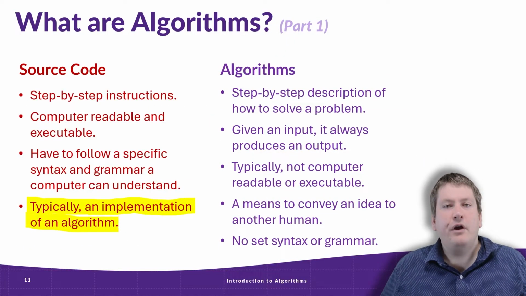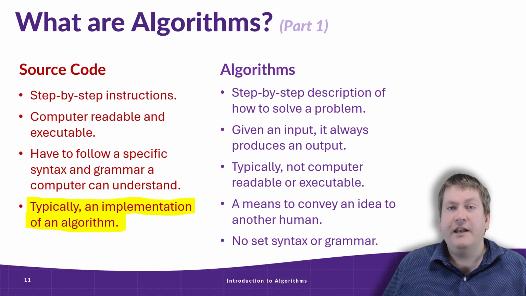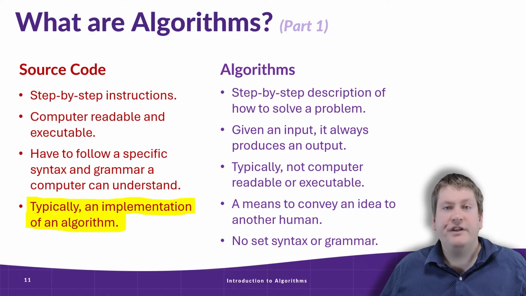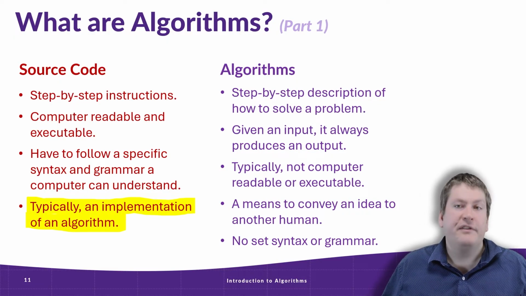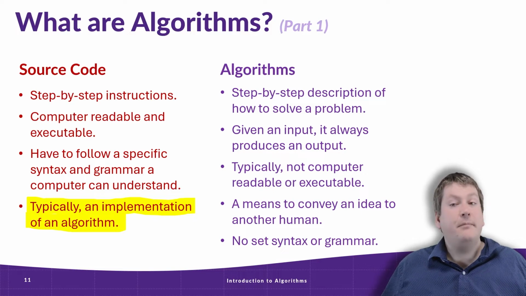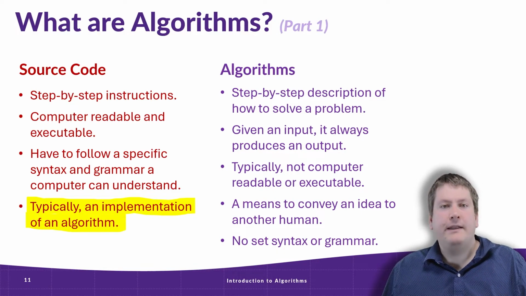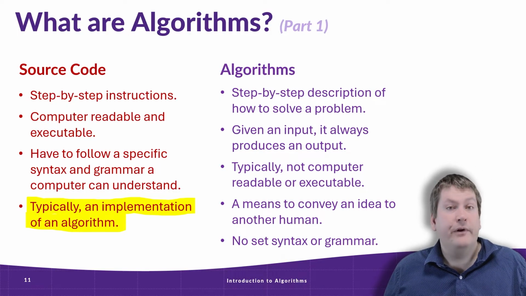We can see source code and programming as a way of implementing an algorithm and turning it into something a computer can understand, whereas algorithms are general procedures to compute the solution to some problem. So to summarize, source code is something written in a specific programming language that has to follow a specific set of syntax and grammar rules.